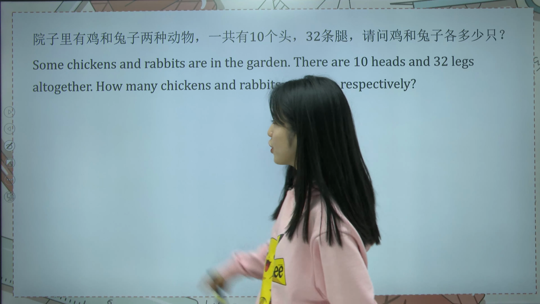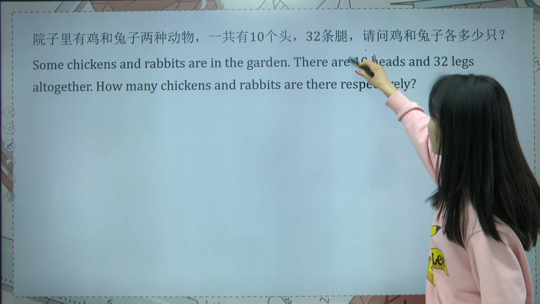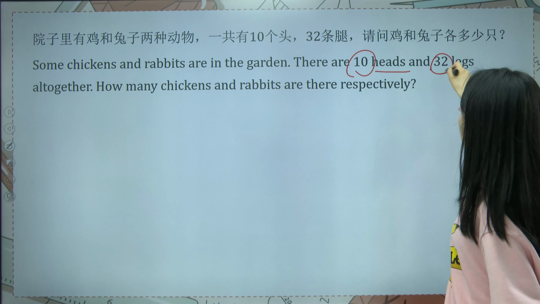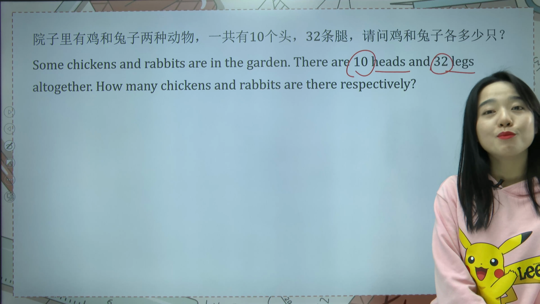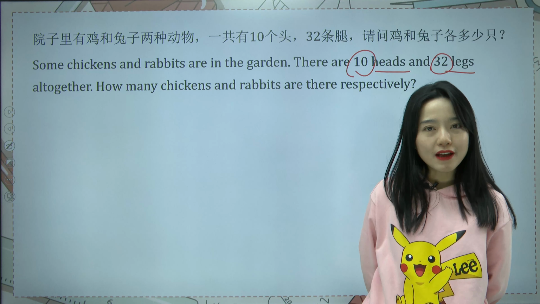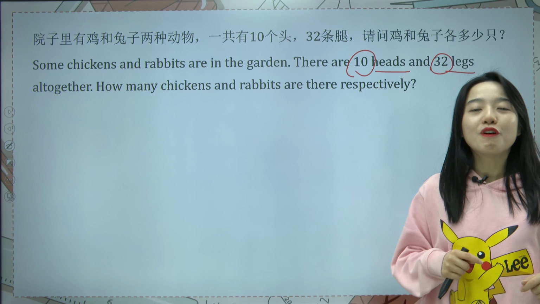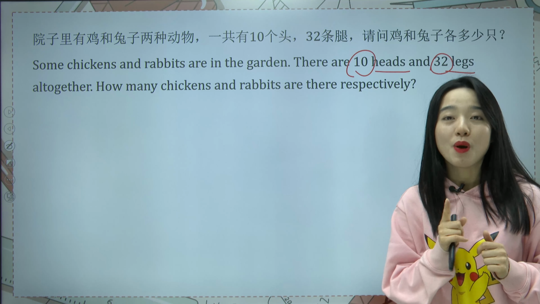Here, some chickens and rabbits are in the garden. We only know there are 10 heads and 32 legs altogether. But we want to find how many chickens and rabbits are here, respectively. Okay, so in fact, for rabbits and the chicken problem, we have many methods. Let's learn them one by one.